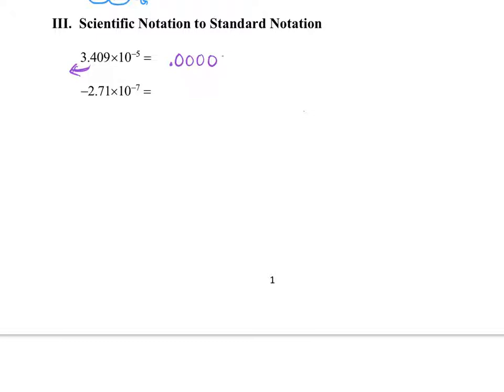Then you just copy down the other numbers, 3, 4, 0, 9. This is how I always write my answers. I'm trying to copy what the book does and put the 0 in front. If you don't, that's totally fine. I'm just trying to up my A game.